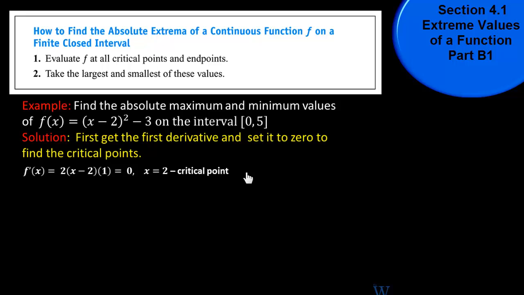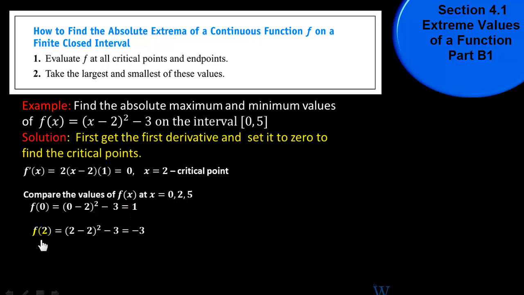And then what's the next step? You evaluate at the endpoints and at the critical point. So we'll compare the values of f at x equal to 0, 2, and 5. All right, f of 0 is equal to 4 minus 3, that's 1. Okay, f of 2, we see that this will make it 0. In fact, that's where the vertex is. And f of 2 would be negative 3.